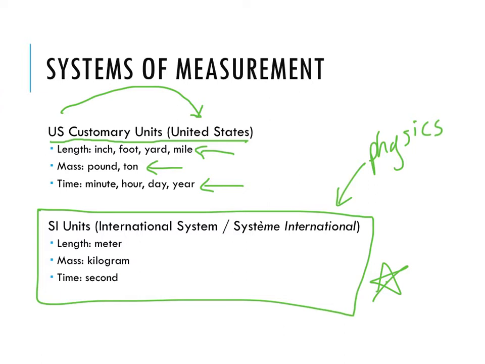SI units have very specific, just a single unit for each of their different base measurements. So the first one is length, which uses meters, which we abbreviate as M, mass, which uses kilograms, which we abbreviate as kg, and seconds, which we abbreviate as S for time.